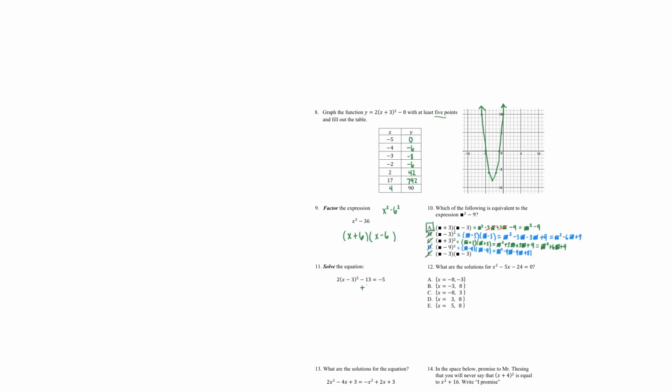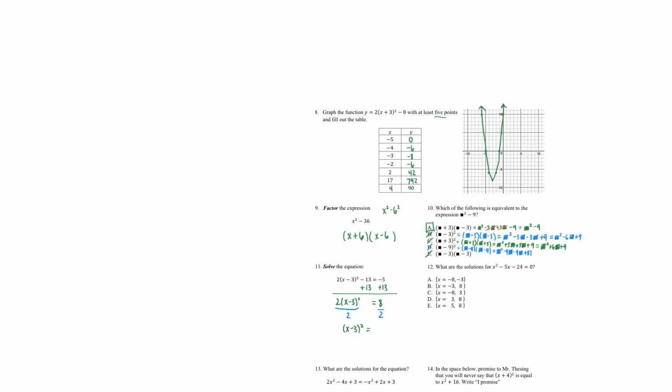So what we're going to do, I recommend adding 13 here to both sides. And then what happens is you get 2 times x minus 3 squared. If you think about it, negative 13 plus 13 is nothing, so I'm just going to leave that blank. You can write plus 0 if you want. And negative 5 plus 13 would give us positive 8. And then what we can do now is we can divide by 2. And this will give us x minus 3 squared is equal to 8 divided by 2 is 4.